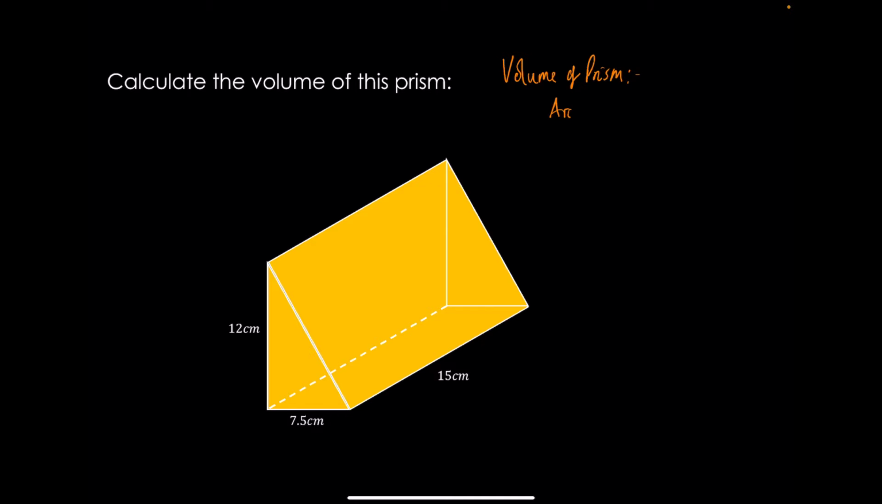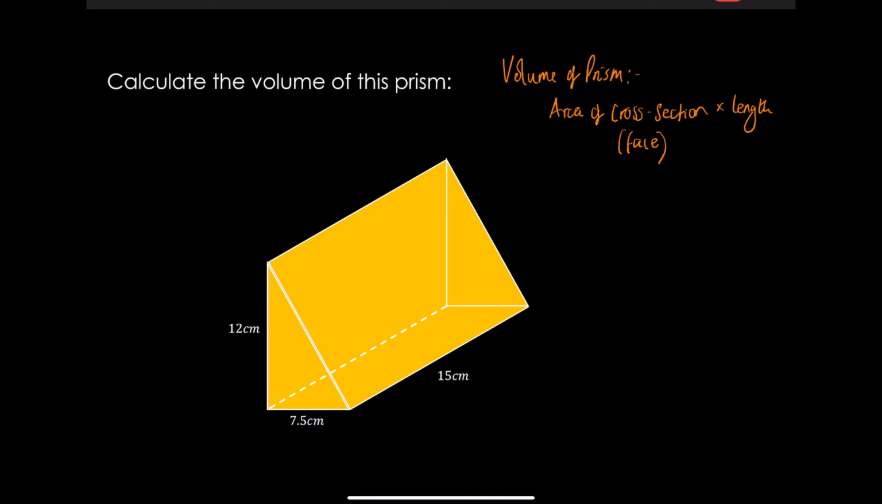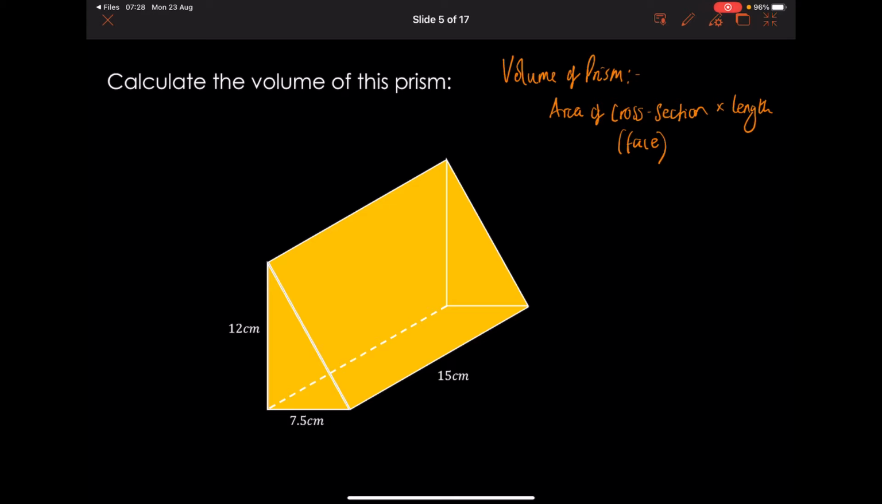It is the area of the cross section, which is the face. I'll put face there, times by the length. Okay, so pause the video, have a go, and press play for the answer. Okay, if you've had a go, let's look at this in detail then.